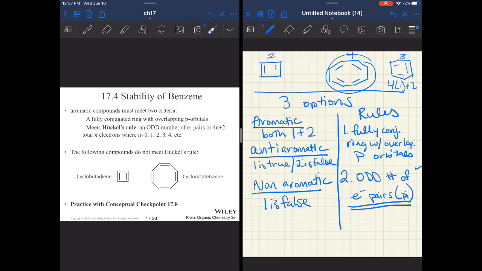So things like sp3 carbons break that up. So for instance, if we looked at this, we have some double bonds, but we have some CH2s in here. This cannot be a fully conjugated system. It can't have a complete overlapping of p orbitals. And so this one would just be non-aromatic.